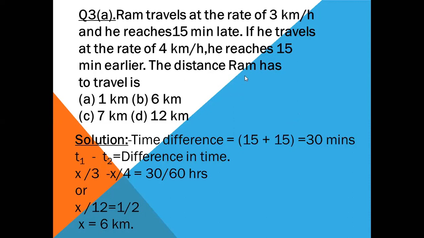So let x be the distance Ram has to travel. Using the formula of time, time is distance upon speed. Distance x upon first speed 3 minus x upon second speed 4, that is equal to 30 upon 60 hours. So if you solve it, you will be getting x equal to 6 kilometers.